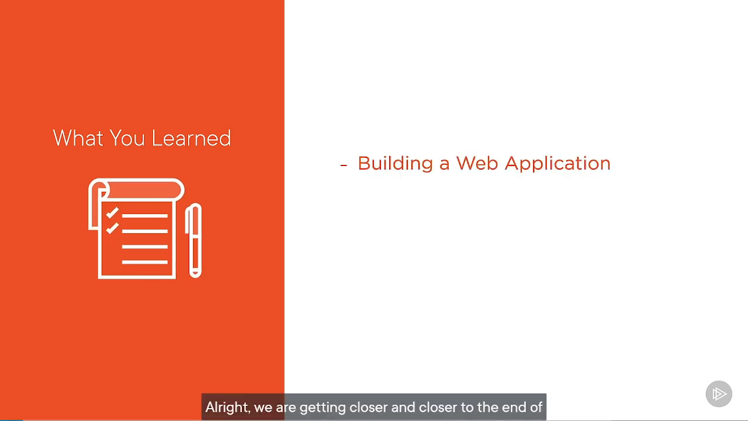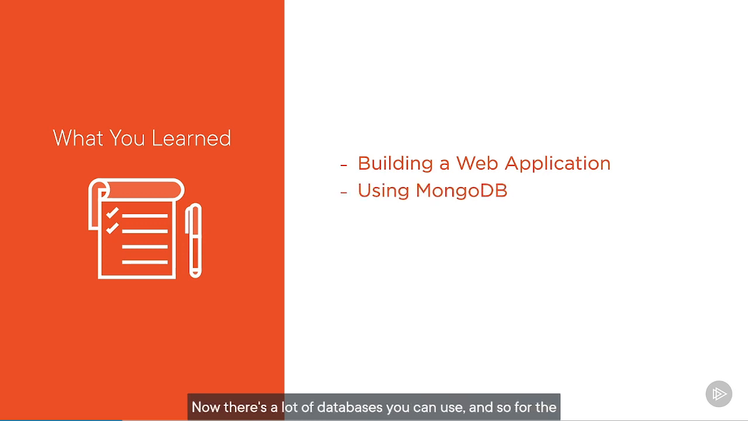All right, we are getting closer and closer to the end of building a web application with Node.js and Express. And in this module, we talked about using MongoDB. Now, there's a lot of databases you can use. And so for the purposes of this conversation, we're using MongoDB. But if you look through the course library, you'll find other databases you can connect to and use, and you'll find something that might help you if your database of choice is something other than MongoDB.